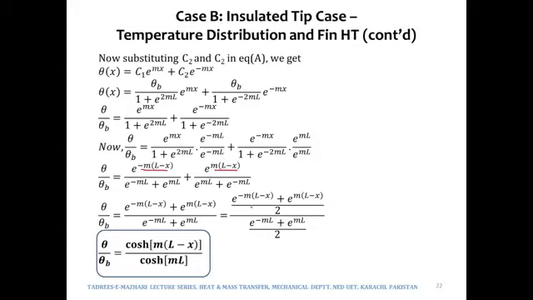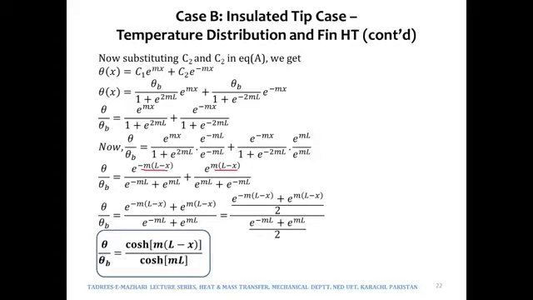And now if we do the same thing, it means that we divide the whole numerator and the whole denominator by 2. So we can then write e to the power minus x plus e to the power x by 2 as cos hyperbolic of whatever that exponent is, over cos hyperbolic of ml. And what is this? It is theta over theta b. And what is theta? T minus t infinity, out of which t is the variable, and theta b is t base minus t infinity. Both are constants.